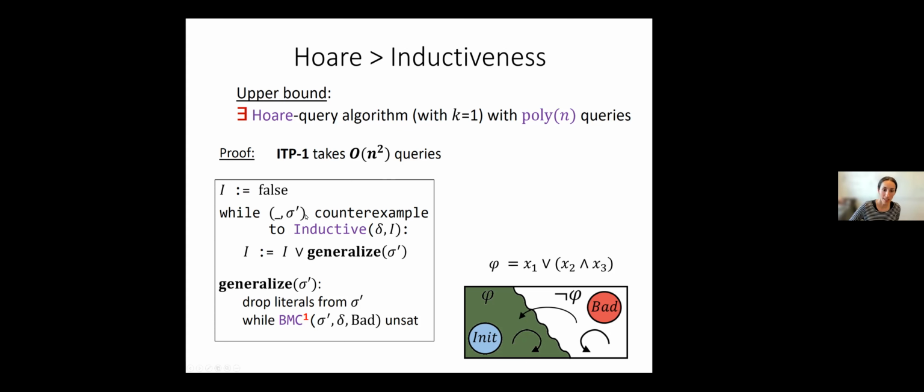So the claim is that in this outer while loop, every iteration will just learn one cube term from the invariant. And since we took a system where the invariants have n cubes, this means that we'll have n iterations of this loop. And in each iteration, what we do is just try to drop literals one after the other. So each iteration has n BMC queries. So altogether, we get a quadratic number of queries.